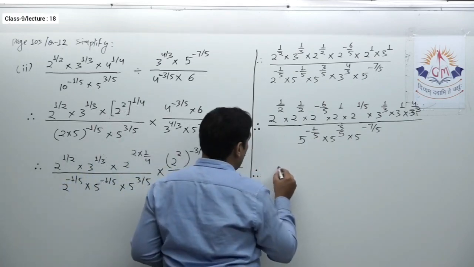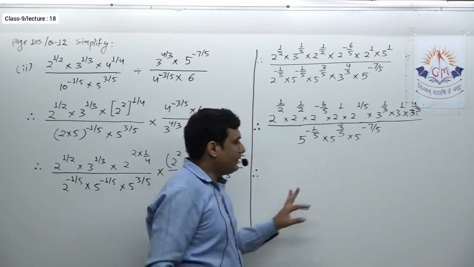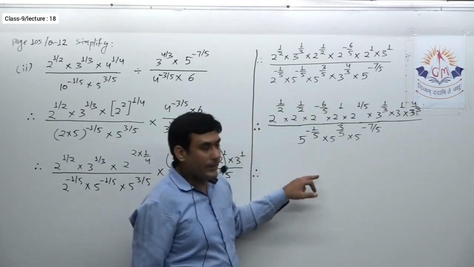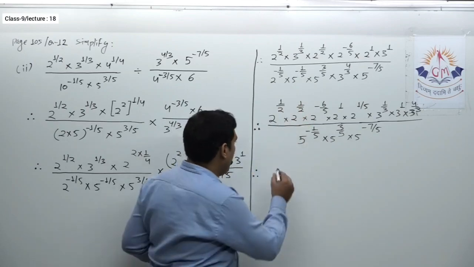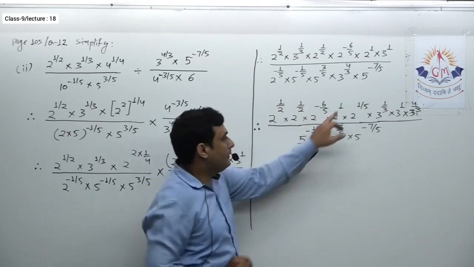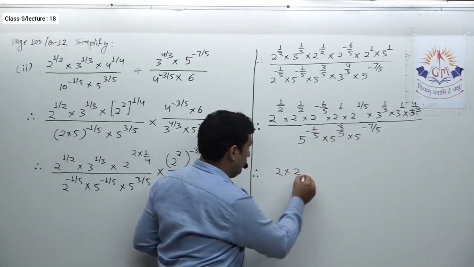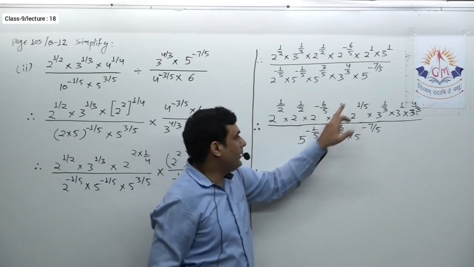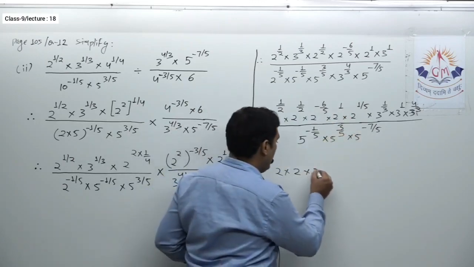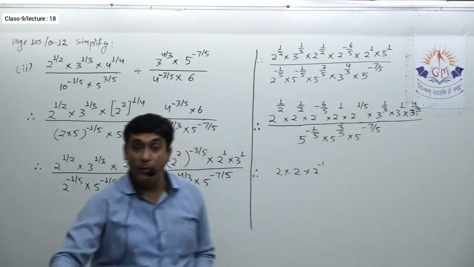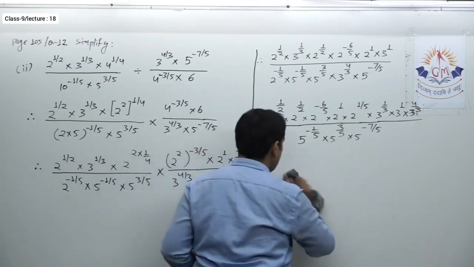So here, some things can be done directly without actually applying the power law. This is 1 by 2, 1 by 2, so this will become 1. So actually I can write 2 raised to 1. This is already 2 raised to 1. That is 2. Now minus 6 by 5 plus 1 by 5, that is minus 5 by 5, that is minus 1. So here I can write 2 raised to minus 1. So this is going to save my time.